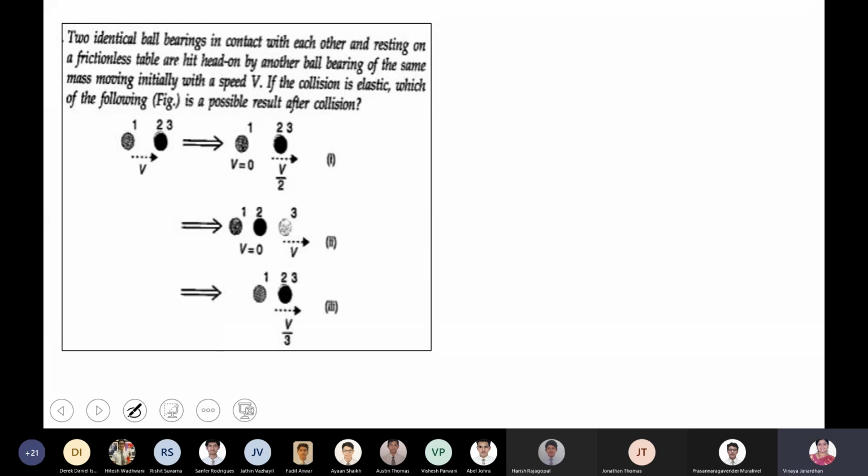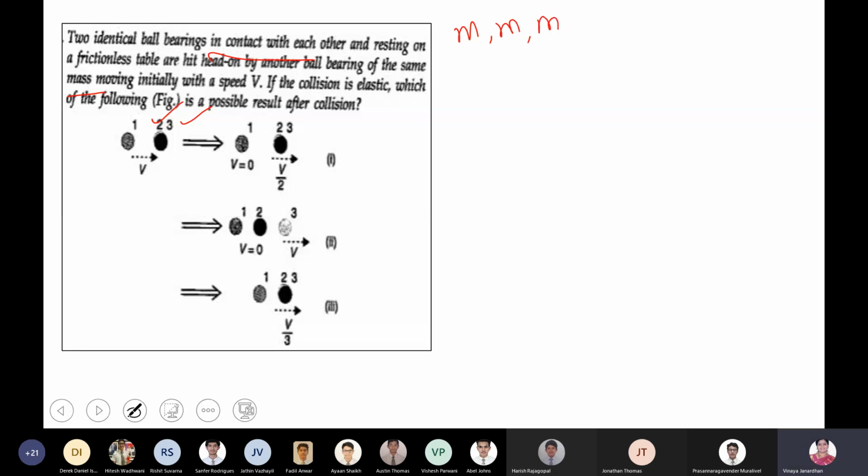I'm just reading it out. This is a textbook numerical, boys. Two identical ball bearings in contact with each other and resting on a frictionless table, which means you have two ball bearings, marked as 2 and 3. Now these are in contact. Two identical ball bearings means their masses are going to be the same. They are in contact and on a frictionless table. And then it is hit by another ball bearing of the same mass, which means all three have the same mass.